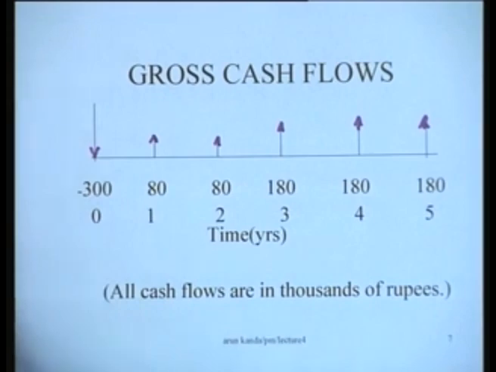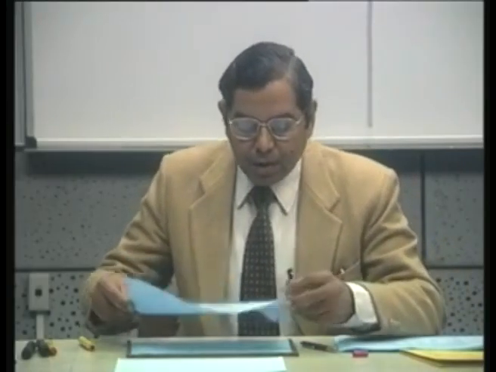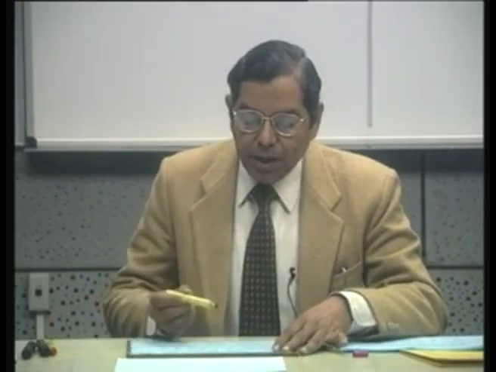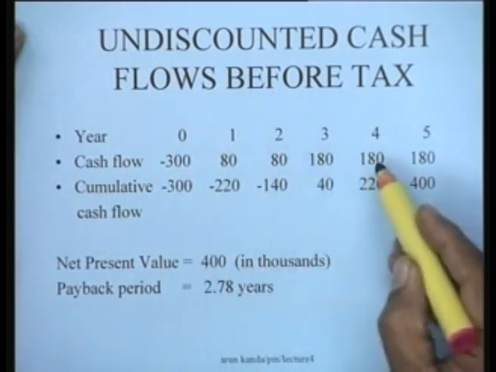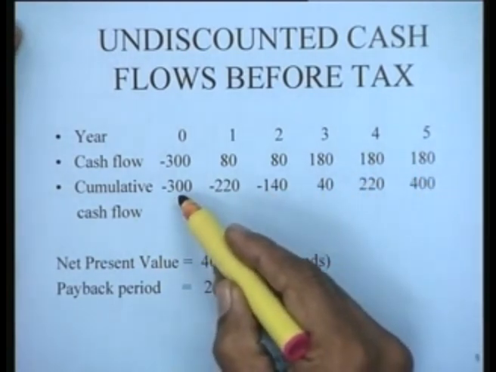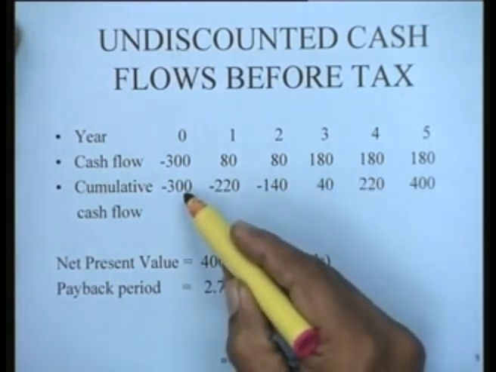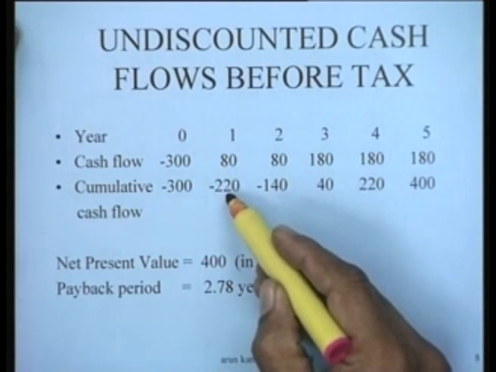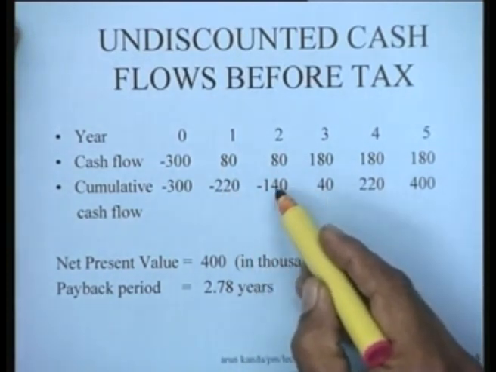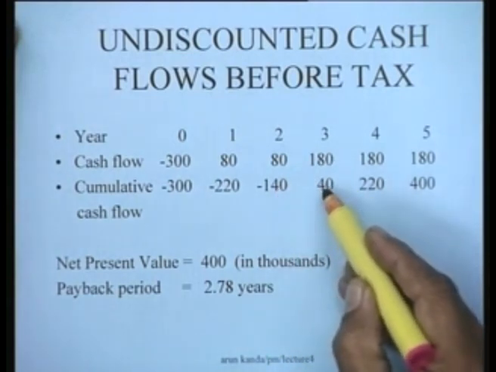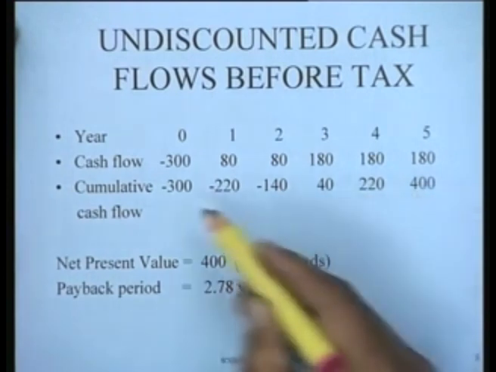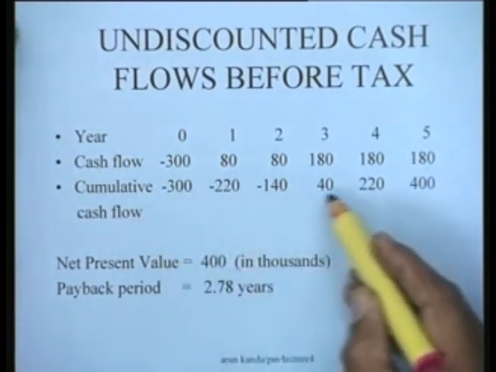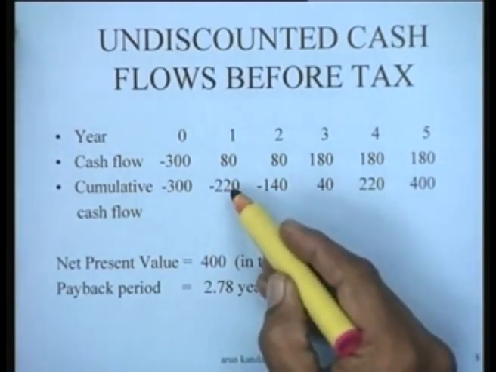Now let us compute for this the undiscounted cash flows before tax. Obviously by this what we mean is, if we have the cash flows of minus 300, 80, 80, 180, 180 and 180, we can construct the cumulative cash flows. That means along the time, minus 300 plus 80 is equal to minus 220, minus 220 plus 80 is equal to minus 140, minus 140 plus 180 is 40, 40 plus 180 is 220, 220 plus 180 is 400. So this is the cumulative cash flow. Now the significance of this cumulative cash flow is that by the end of the first year, for instance, you have still an unrecovered expenditure of 220,000.